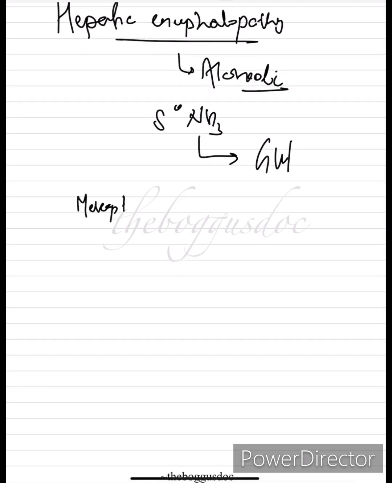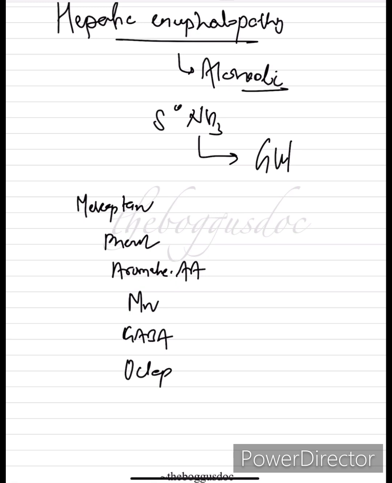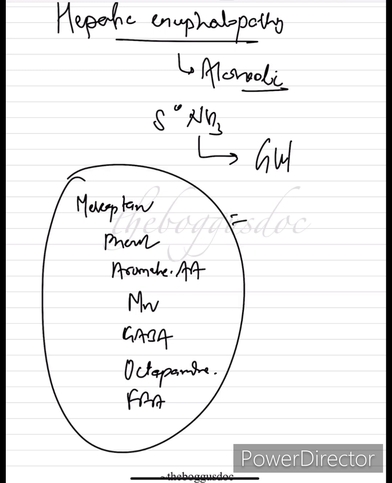Other causes of hepatic encephalopathy in the etiology you can read in Harrison and your Marrow notes also: mercaptan, phenol, aromatic amino acids, manganese, GABA, octopamine and free fatty acids. These are the other etiologies, the most common being serum ammonia.